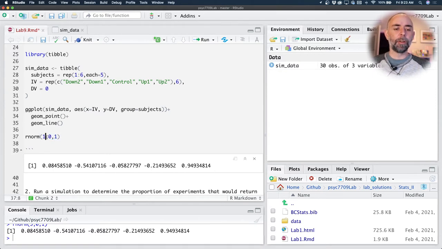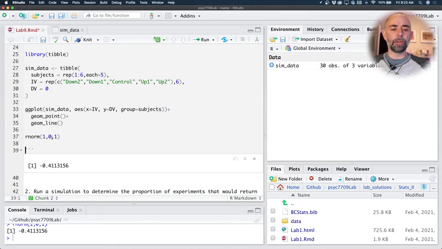Now what's interesting is, go back to one sample, we can actually provide a vector here, a vector of means. So consider this vector of means, negative 2, negative 1, 0, 1, and 2. Let's see what happens. All right, we're sampling one value. We still get one value back, but we've got these 5 different means in here. So what's happening is it's sampling one value from a normal distribution with a mean of negative 2 and a standard deviation of 1.